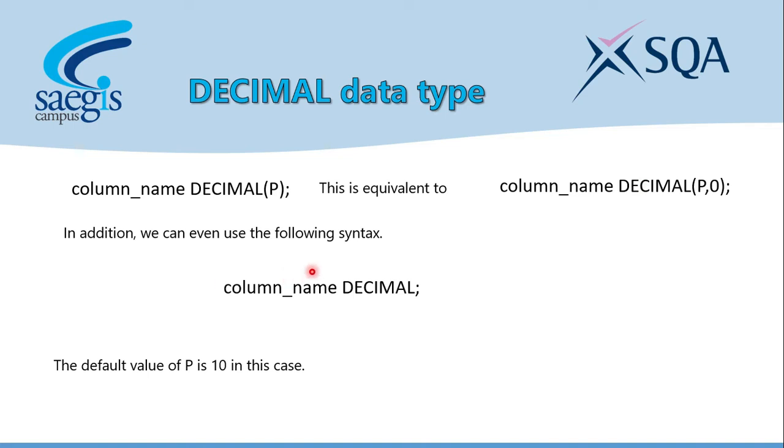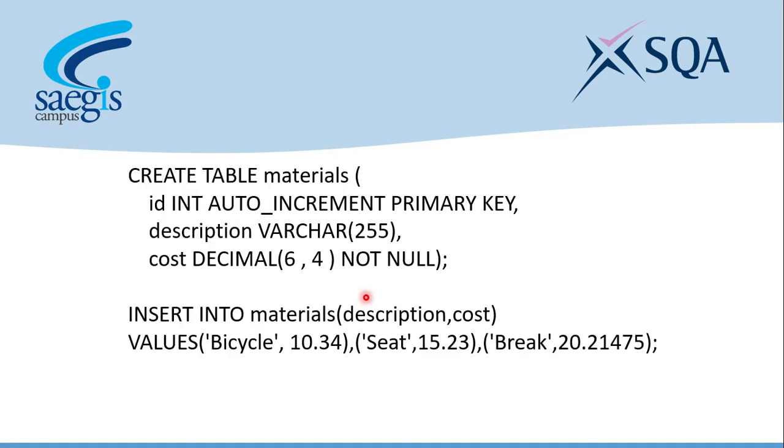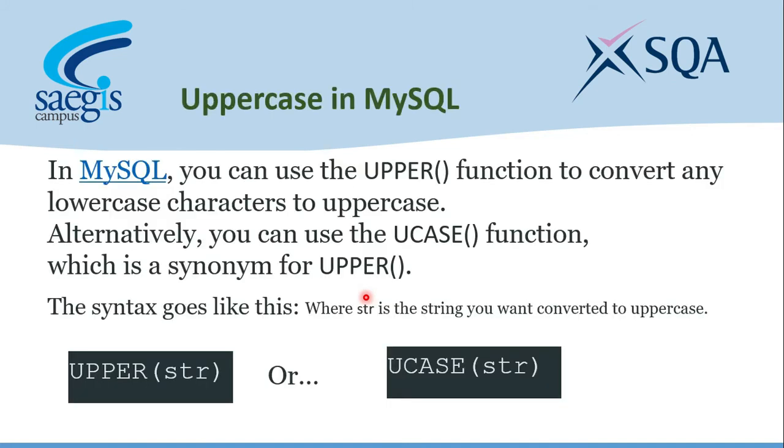In addition, we can use this syntax also: the column name and only the decimal keyword. It means we don't have decimal places, so D is 0, and since we have not defined P, the value of P is 10, because by default the value of P is 10. So for this field we can give 10 integer digits. We'll see some examples.